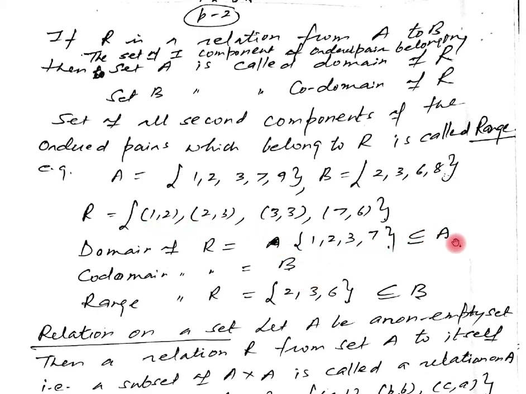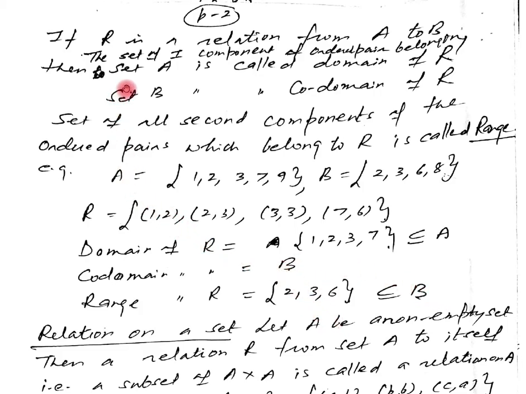It is a subset of A. Codomain: the set B itself is known as the codomain. And the range, the set of the second components of the ordered pairs, is known as the range. So the second components are 2, 3, 6. So it will be the range of R. It is always a subset of the codomain. Range is always a subset of codomain.